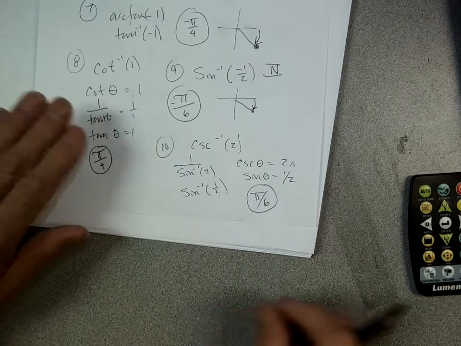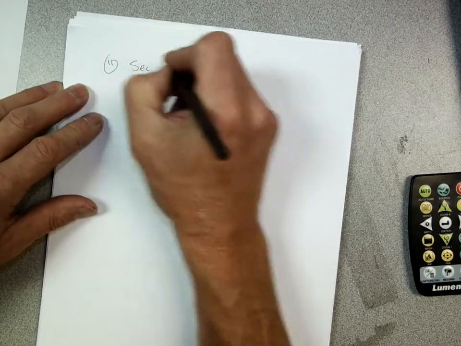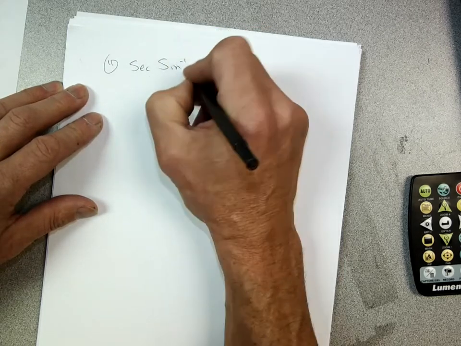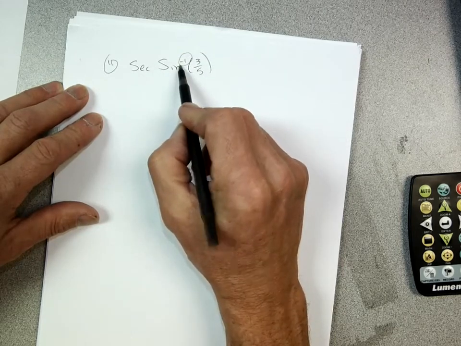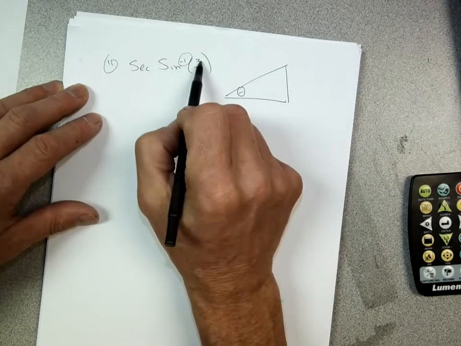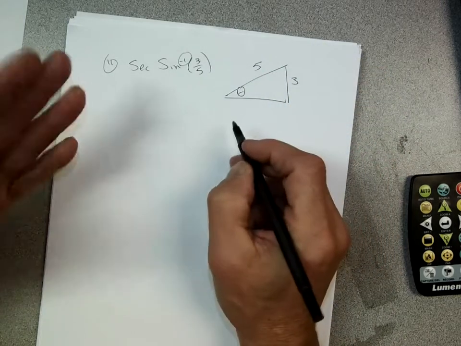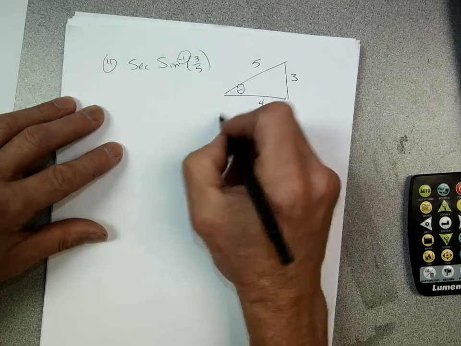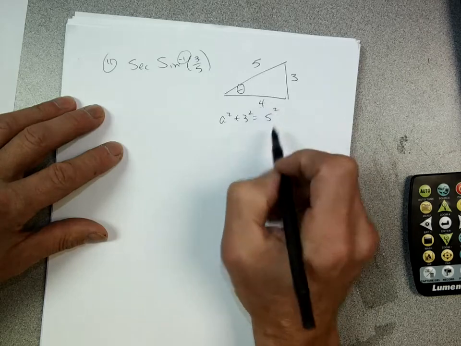So let's take a look at 11. All right. So 11's really not that bad, but what I want to do is probably draw a little triangle real quick on 11. So it says, find the secant of sine inverse of 3/5. Okay, now remember, this symbol means angle. So let me set up a triangle. So I've got an angle here, and I know sine is opposite over hypotenuse. So this is 3, and this is 5. And hopefully you guys know by Pythagorean theorem, this is going to be 4. If you go 3 squared plus b squared equals 5 squared, you'll wind up with b equals 4.